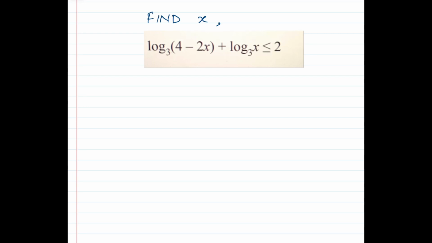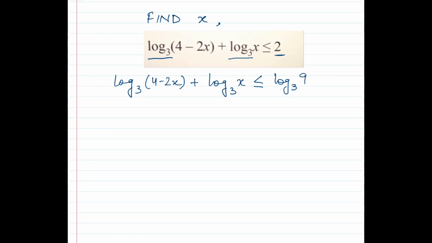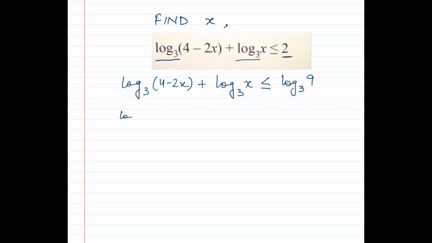So we have log base 3 of (4 minus 2x) plus log base 3 of x is less than or equal to 2. Because it is 2 and all other terms are in log to the base 3, let's convert this to log base 3, and that will become log base 3 of 9. So now we have the common log base.